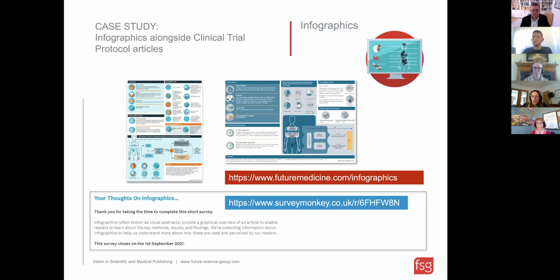A repository of all the infographics that we've published can be found on our website that is listed on this slide. And we're also running a survey looking at how people use infographics and hope to be able to share the outcomes of this at a later date. So now over to Peter for the Q&A.